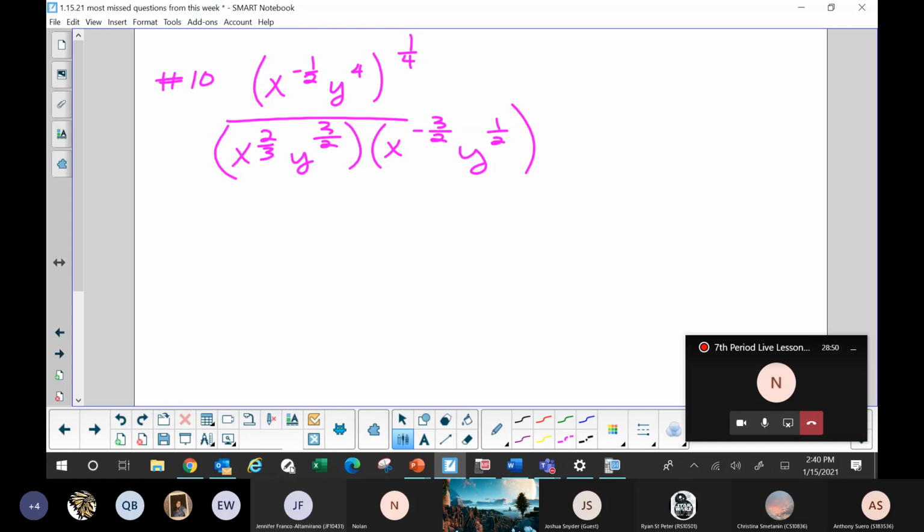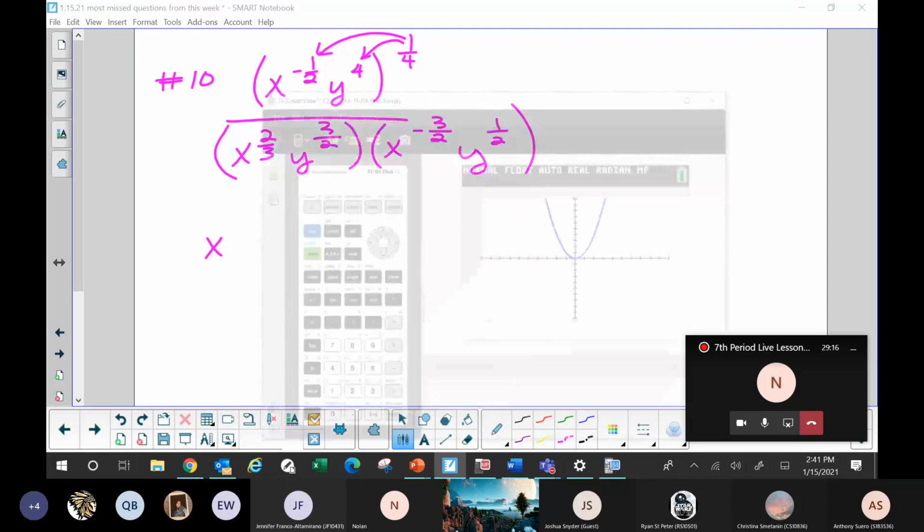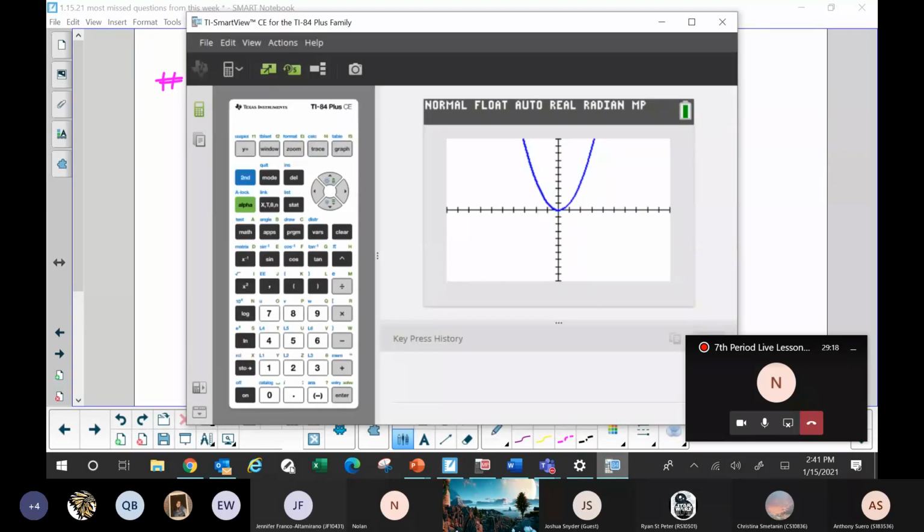Okay, so the first thing I want to do here is make sure that this exponent goes, this is power to a power, so we're multiplying those exponents. It's kind of like distributing, but not really. So you're going to multiply negative 1/2 times 1/4.